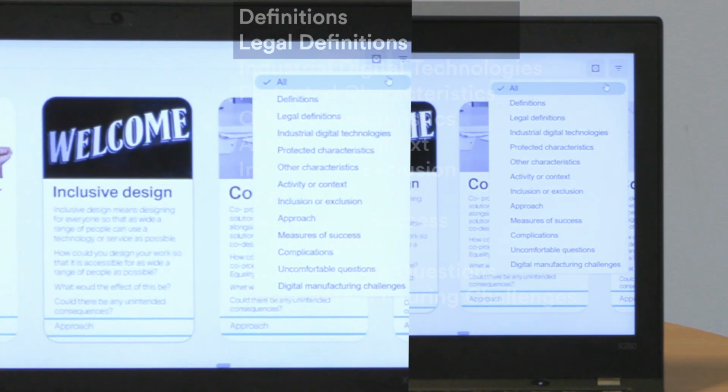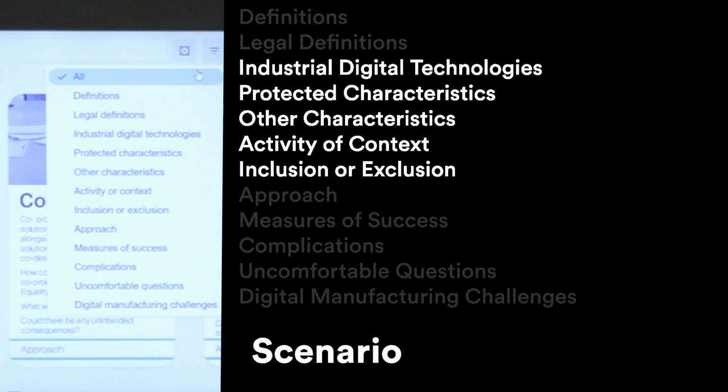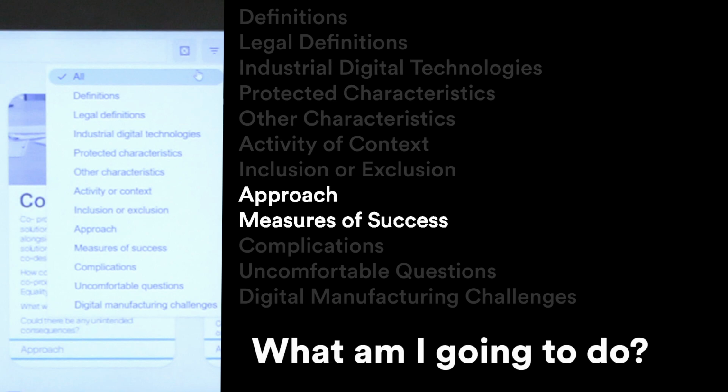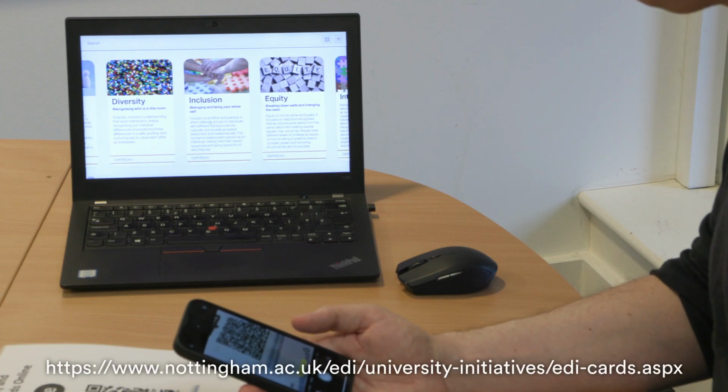These are the definitions to help people understand what's meant by EDI, a scenario to help people identify elements of their own work in the scenario which influence these things. There's the what am I going to do theme, which helps people come up with ideas of how to improve issues of EDI, and then there's the complications and practicalities theme. And each of those themes comprises different categories of the cards. I'm going to give you a demonstration now of how that works.